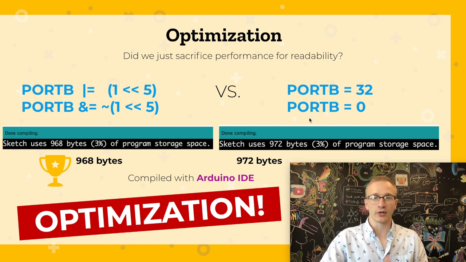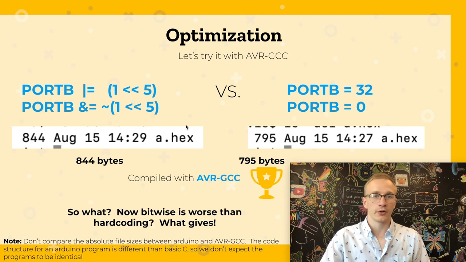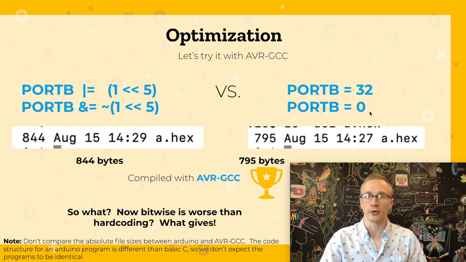So let's take this now and compare it to AVR GCC. Don't get hung up too much on the file size of these compared to the Arduino IDE. I wasn't compiling the exact same program, so I don't expect the file sizes to be exactly the same. The only part to focus on here is that the one on the left is using bitwise operations, whereas the program on the right is using hard-coded values.